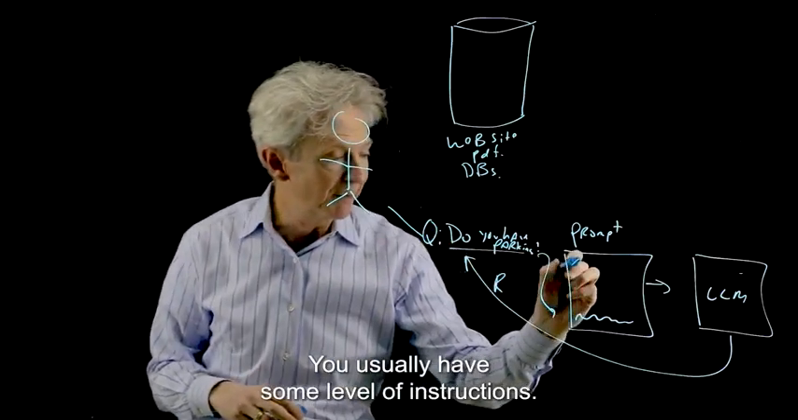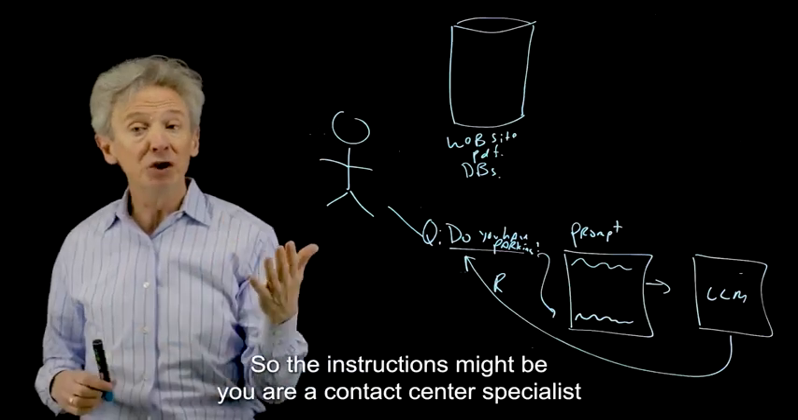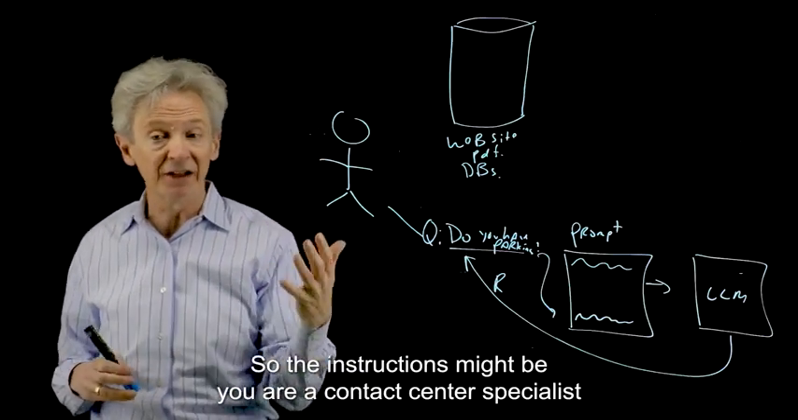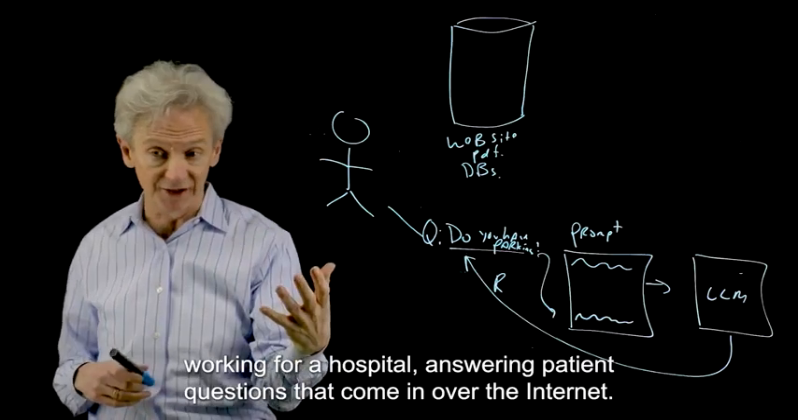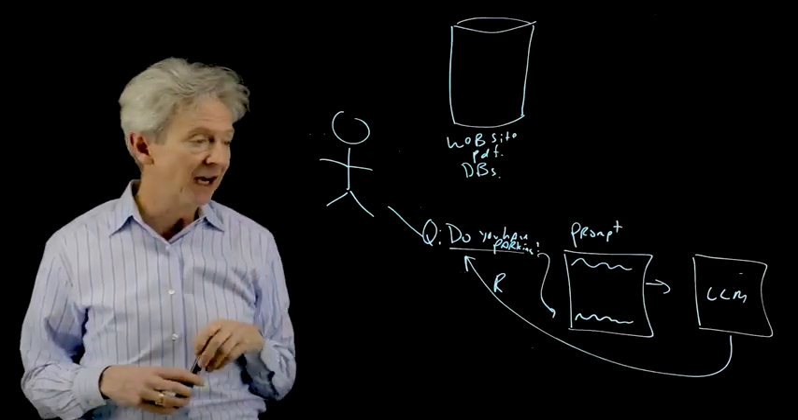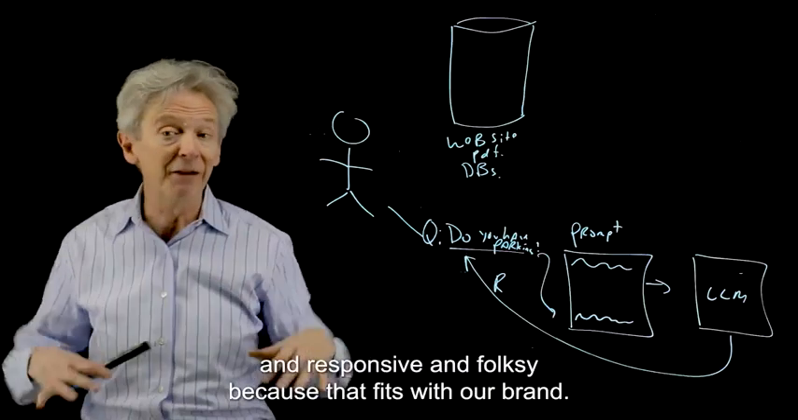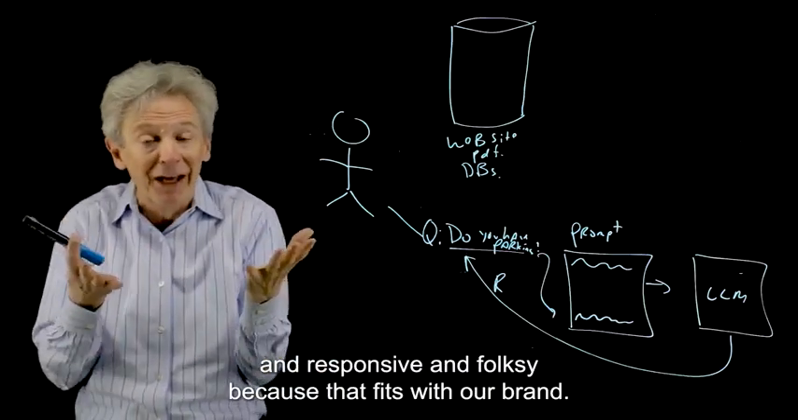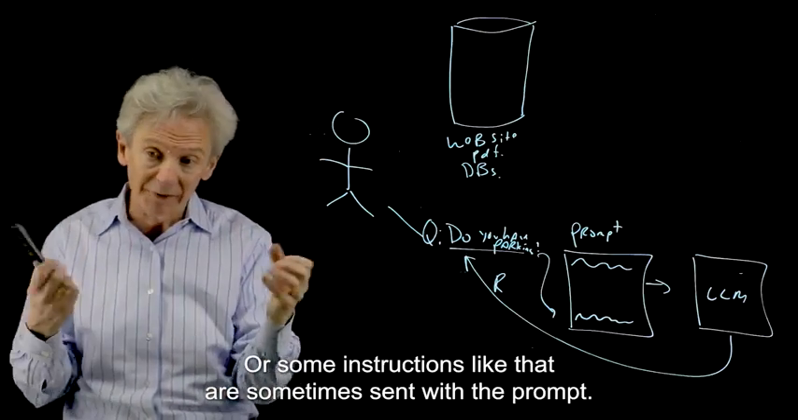You usually have some level of instructions. So the instructions might be, you are a contact center specialist working for a hospital answering patient questions that come in over the internet. Please be nice to the patients and responsive and folksy because that fits with our brand. Or some instructions like that are sometimes sent with the prompt.